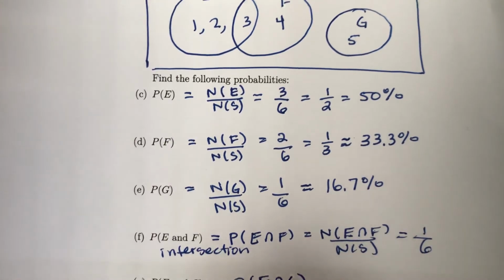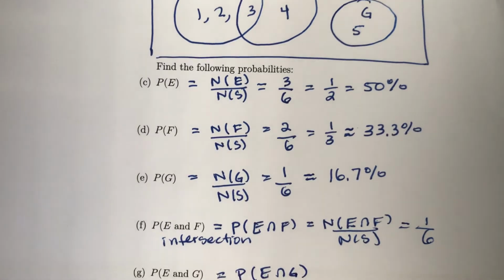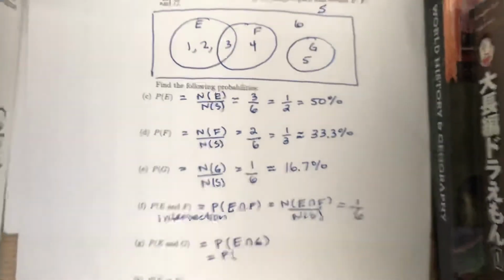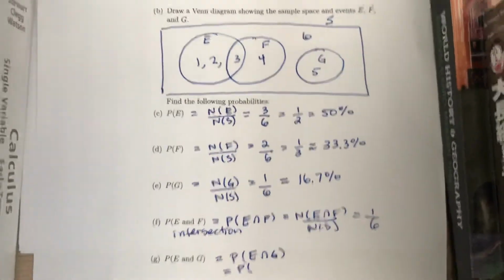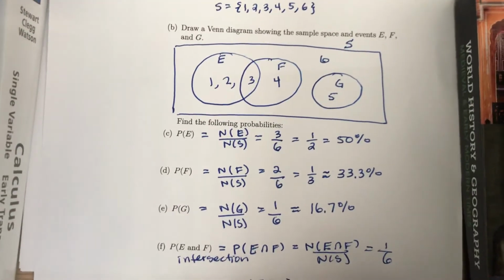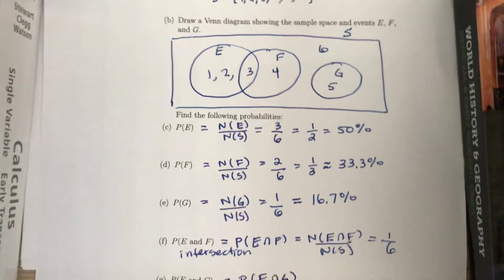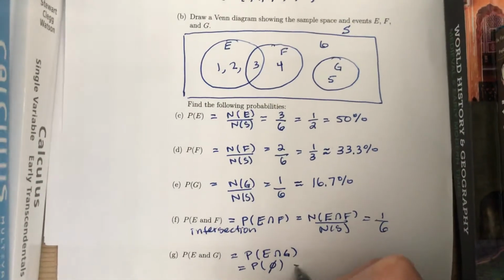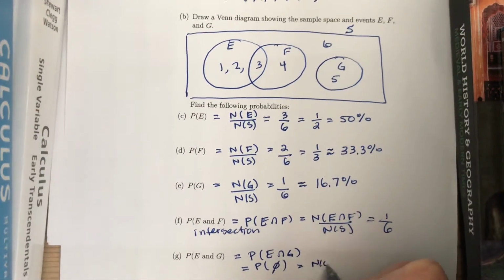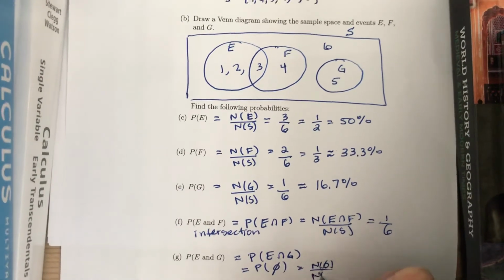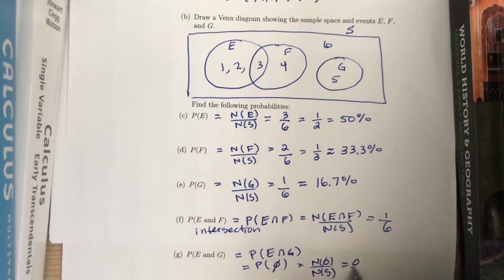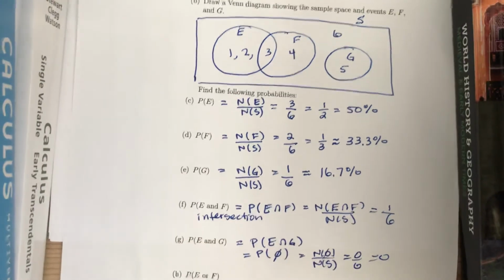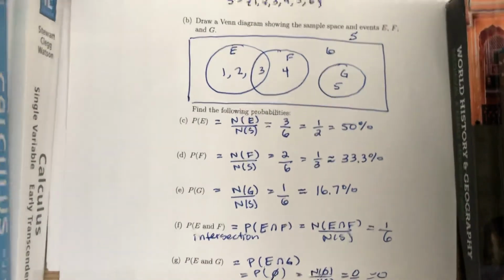Now, E and G, what are you going to get for that? I mean, E and G don't have anything in common. E and G have no elements in common, and so that's the empty set. And you can use a counting rule with the empty set. That's just the number of ways you can get the empty set divided by S, and that's 0/6. Now you don't have to write all that out, because the empty set always has probability 0.